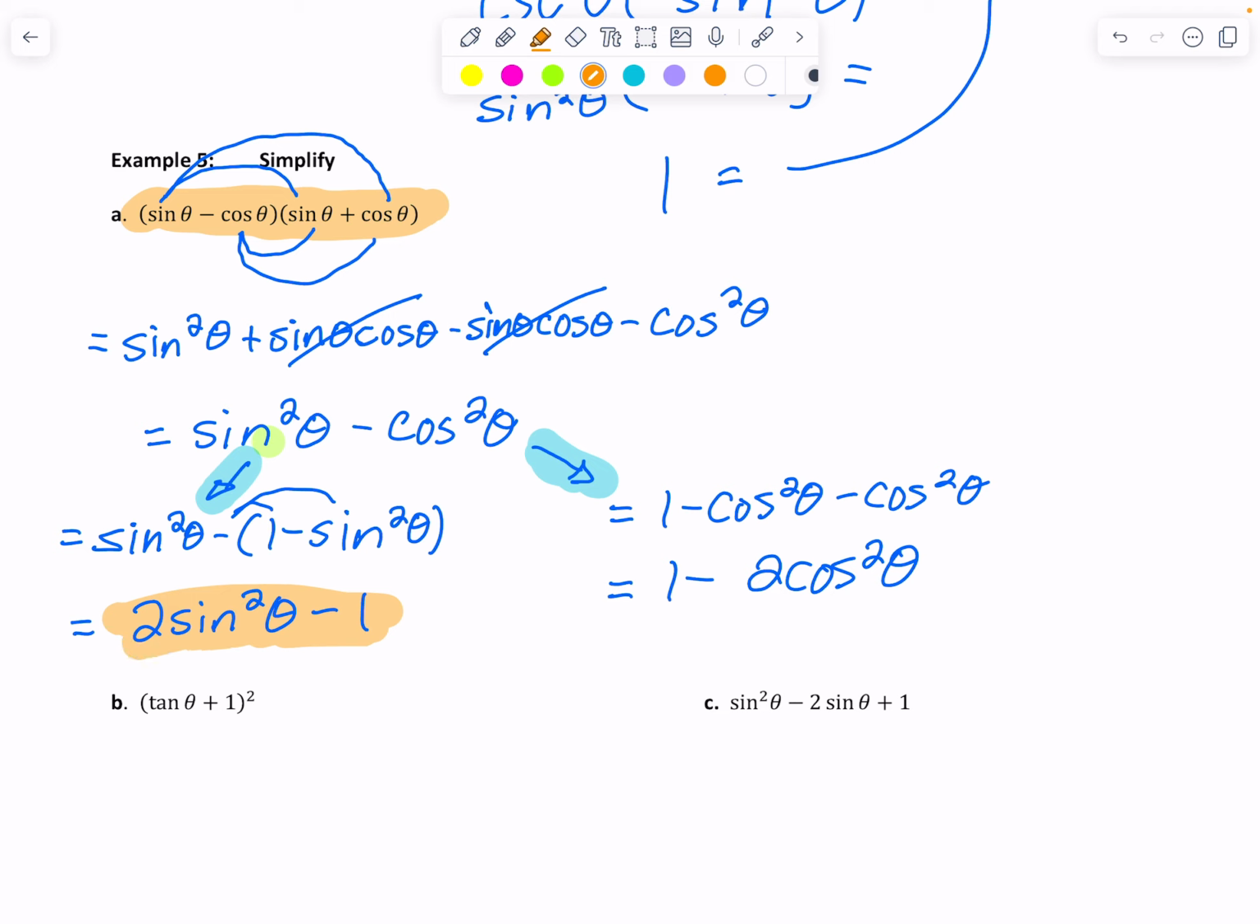Notice I'm putting my thetas everywhere. Don't forget that. And that's the same as 1 minus 2 cosine squared theta. So all three of those are equal. We'll use those formulas here in a couple sections.